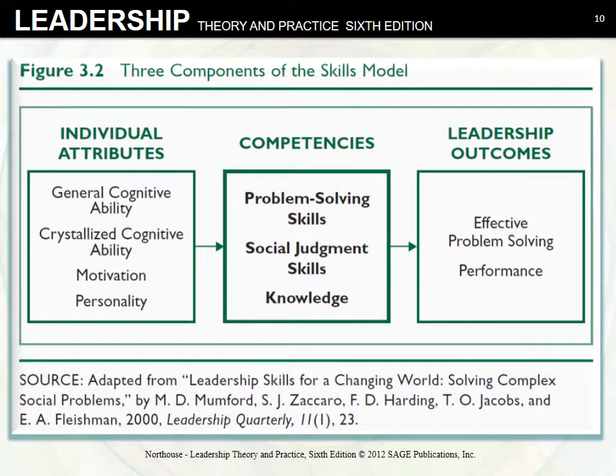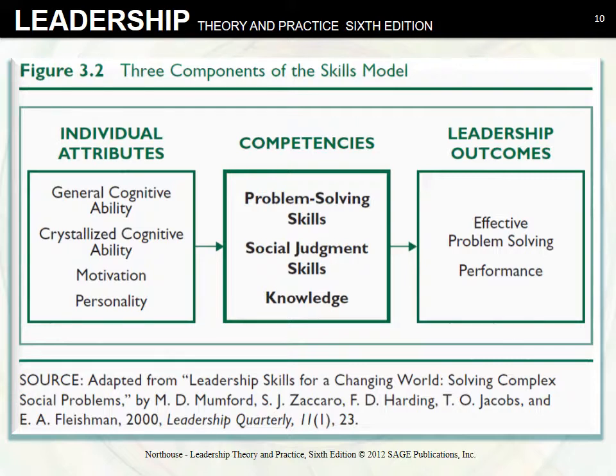Okay, so look at this chart. So basically what this is saying is a person starts with individual attributes, moves on to competencies, and these produce over here leadership outcomes. Okay, so the individual attributes, there's 4 of them, and we're going to go through these: the general cognitive ability, the crystallized cognitive ability, motivation, and personality.